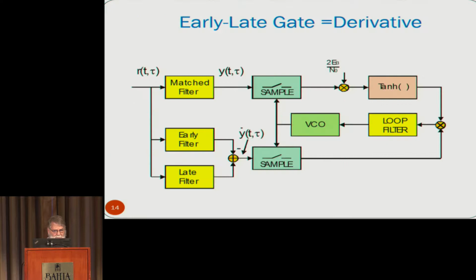So this is what we evolved. You start with a match filter. You get to early, late, the difference is the derivative. You wind up generating the product, but there's something interesting here, and this is an Eb over N zero estimate per sample. You qualify the measurement to say whether it's high SNR or low SNR. If it's low SNR, it makes a smaller contribution to the loop filter. High SNR, it makes a larger contribution. In a sense, it's a match filter for the loop filter.